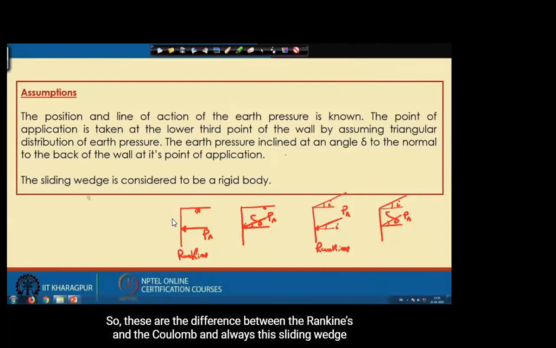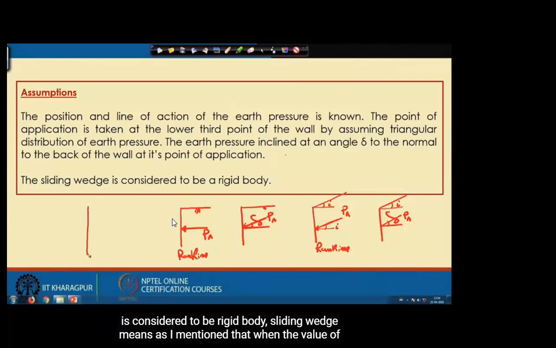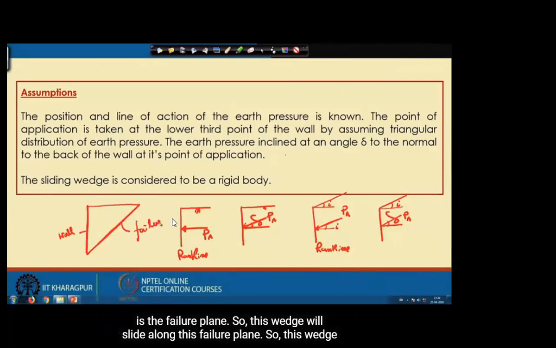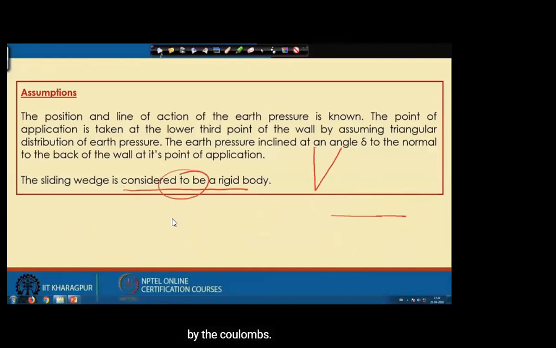And always this sliding wedge is considered to be a rigid body. Sliding wedge means, as I mentioned, that when there is a planar failure surface, this is the wall, and this is the failure plane. So this wedge will slide along this failure plane. So this wedge is considered to be rigid, this is a rigid body. So these are the assumptions considered by Coulomb.